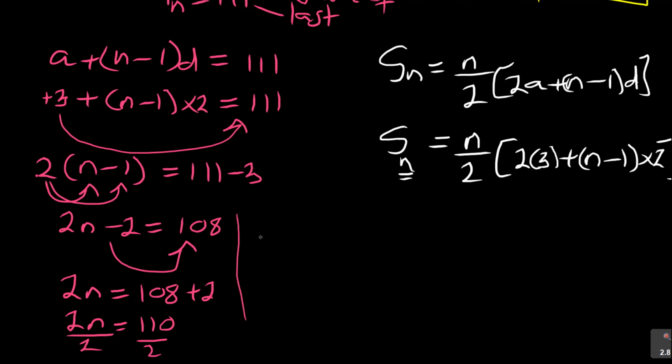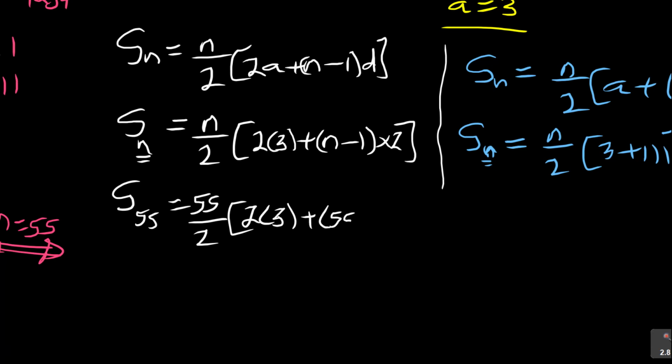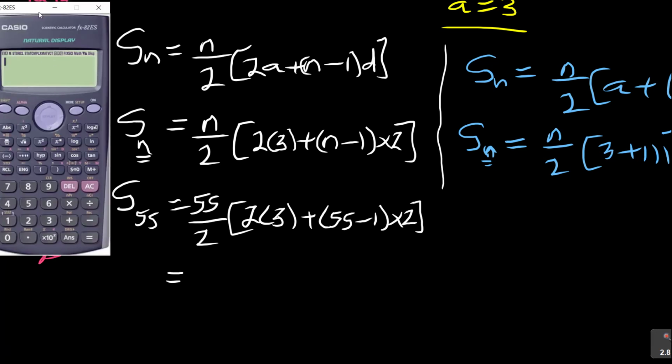What will be your n? Our n will be equal to, I think it will be 55 there. If you divide 2 into this, it is 5, there is 55. So you have your n as 55. That's what was missing here. Now you can say the sum of 55 terms is equal to 55 over 2, and then 2 times 3 plus (55 minus 1) times 2. Then please just use that times 2 so that you can be able to use the calculator.